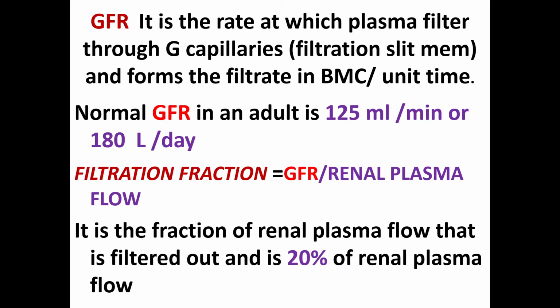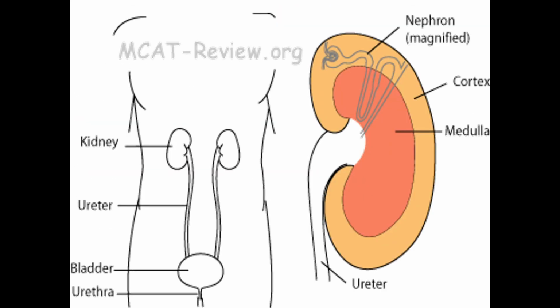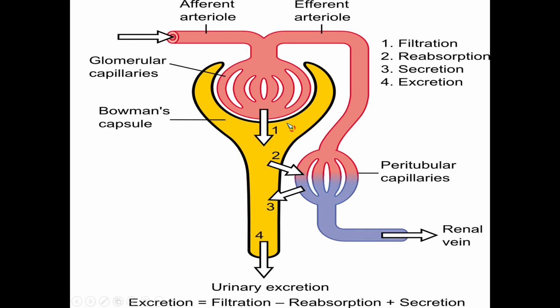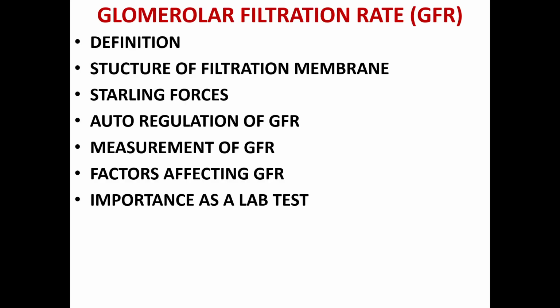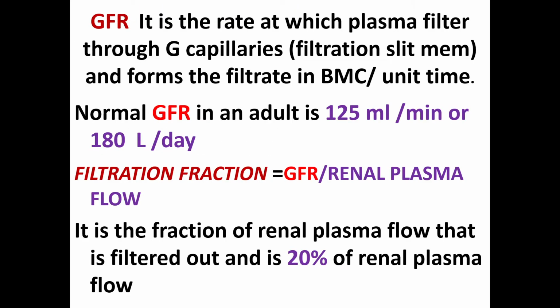That means I will go back to another diagram where you can understand how much plasma is filtered out per unit time from the glomerular capillaries into the Bowman capsule. This is the GFR per unit time, and it is approximately 125. Normal GFR in an adult is 125 ml per minute or 180 liters per day.